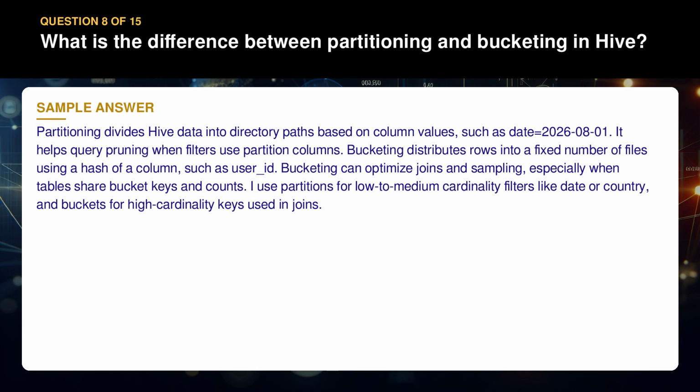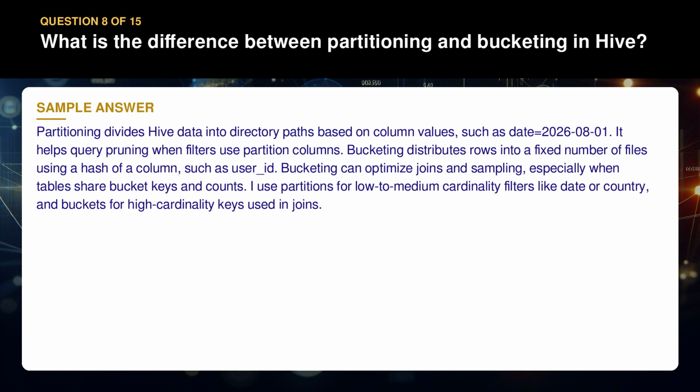Partitioning divides Hive data into directory paths based on column values, such as date equals 2026-08-01. It helps query pruning when filters use partition columns. Bucketing distributes rows into a fixed number of files using a hash of a column, such as user ID. Bucketing can optimize joins and sampling, especially when tables share bucket keys and counts.